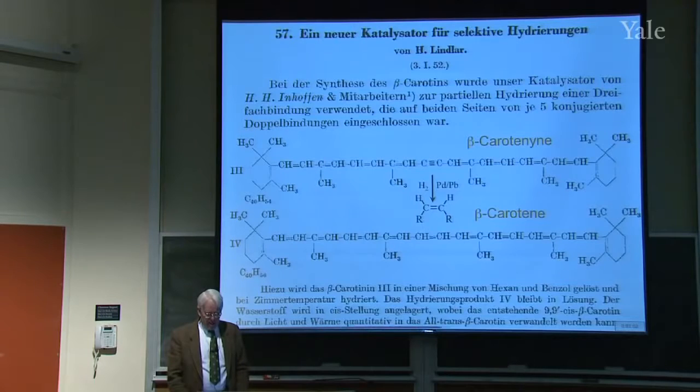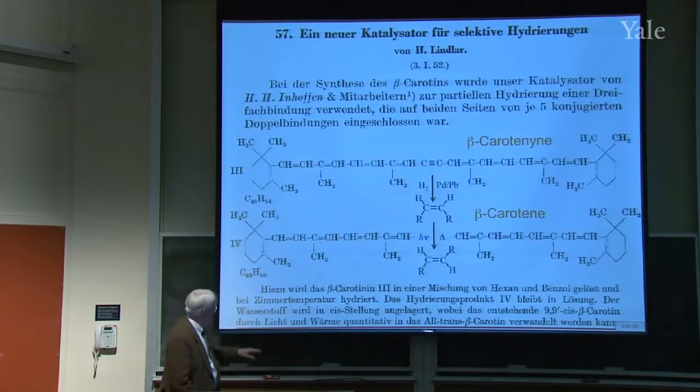But then he goes on to say that with heat and light, he was able to quantitatively convert the cis isomer into the trans isomer, which is what he wanted to have for beta-carotene.